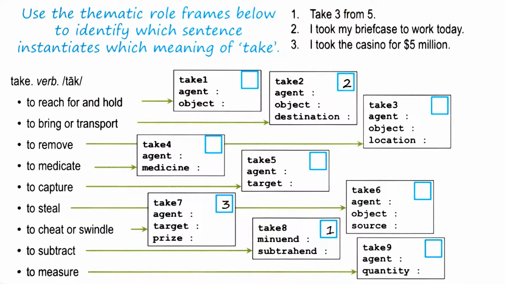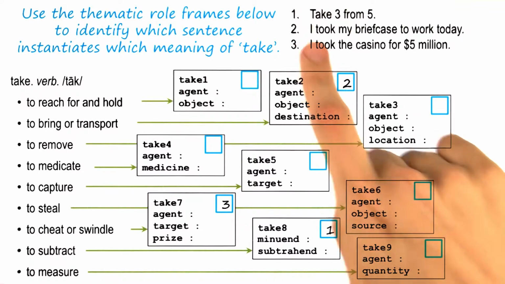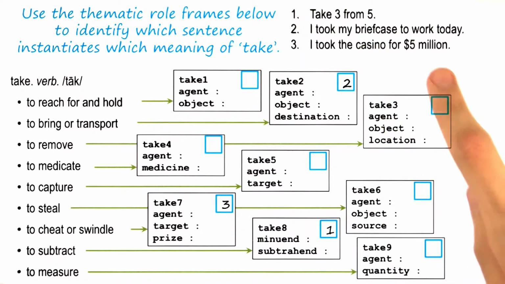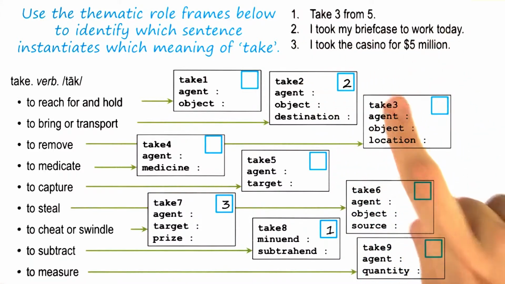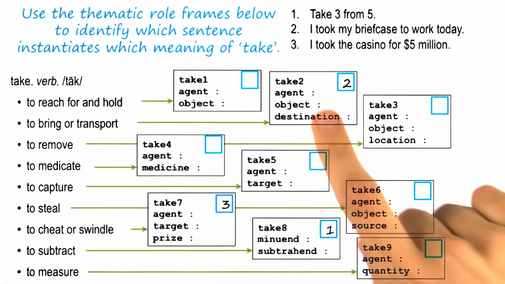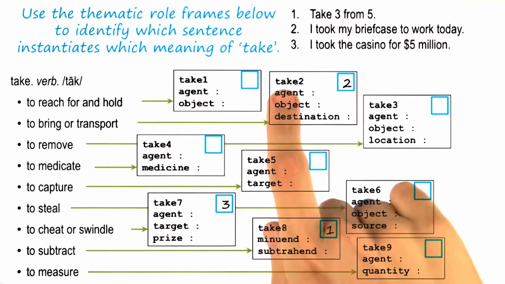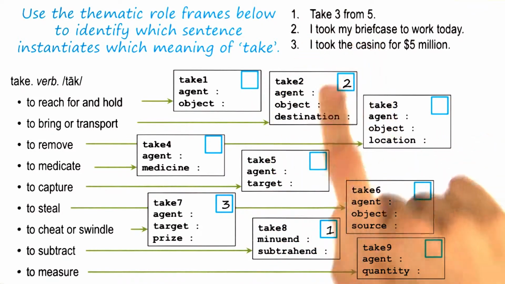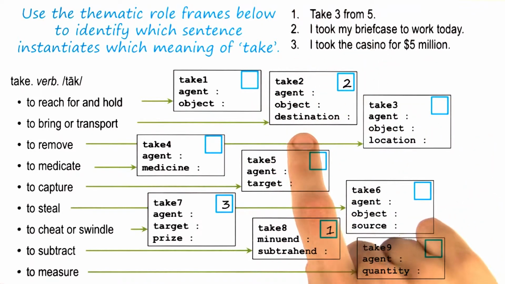So for the second sentence, my background knowledge tells me first that I'm an agent, that my briefcase is an object, and that work is a destination. So if I then try to map those three things to the various different categories here, I find that the only one that works is take 2. I am an agent, my briefcase is an object, and work is a destination.